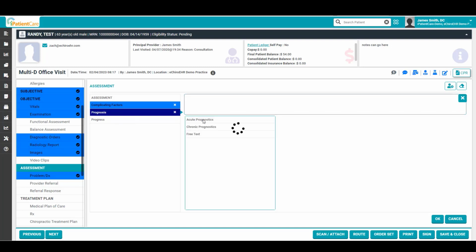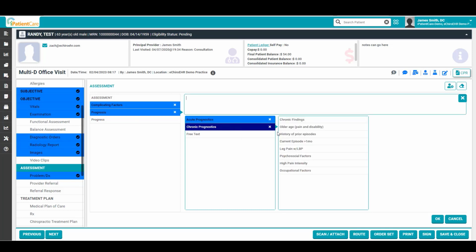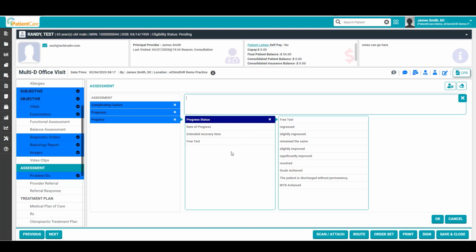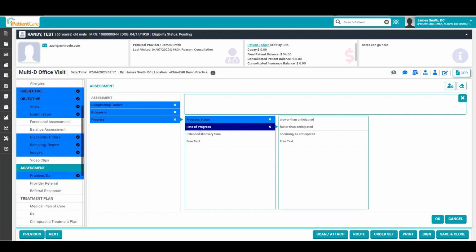What about the prognosis, acute prognostics, or are there any chronic prognostic factors that we know could lead to chronicity? And then finally, what do we expect for progress? Where are they at? What do we expect the rate of progress to be? And during reevaluations, this section as well is very key in helping either explain or demonstrate progress of the patient based on the treatment and treatment plan goals.